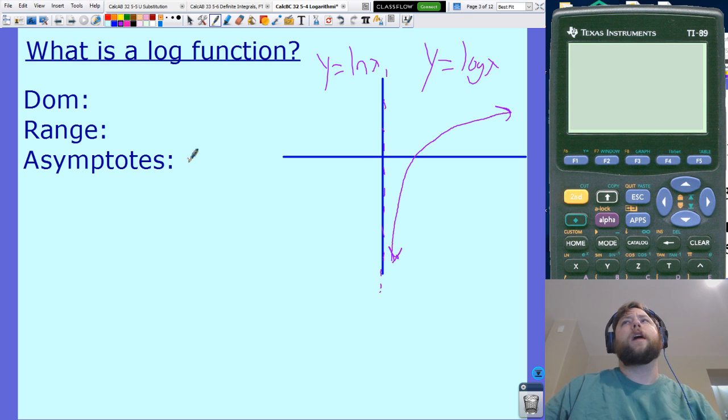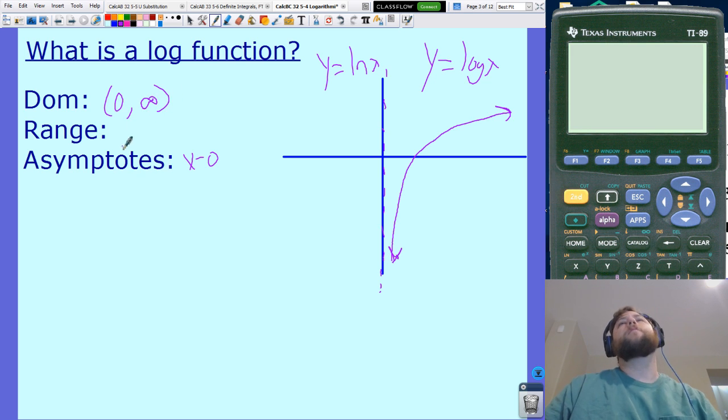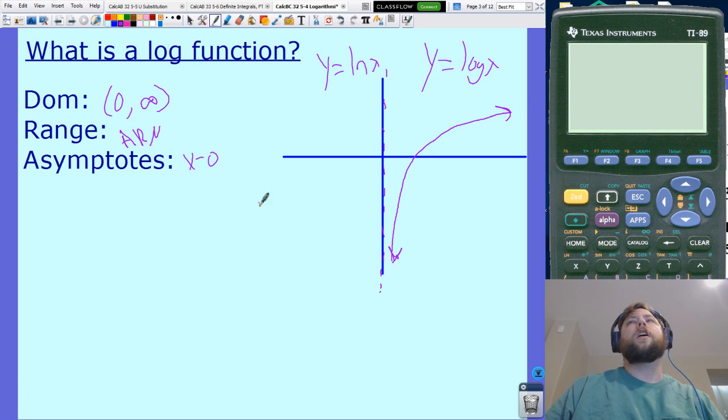The asymptote's going to happen at x equals 0, so right here on the y-axis. Your domain of this function, which is all your x values, will be from 0 to infinity. So everything positive, but not including 0. Your range is going to be all real numbers, so positive infinity, negative infinity, because it's always going up a little bit and going out. So that's what a log function looks like.